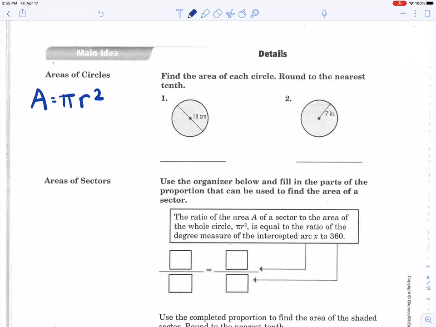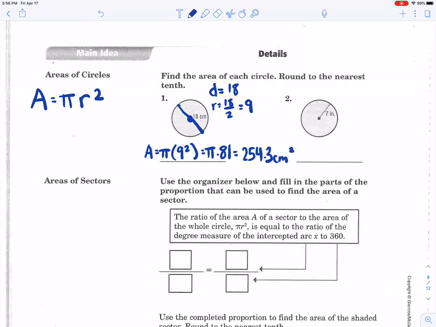It says find the area of each circle, round to the nearest tenth. So in number 1, they give us the distance all the way across the circle, or the diameter. If the diameter is 18, I know the radius is half of that, so it's going to be 9. I can plug it into my formula. Area equals pi times the radius squared. I'm going to end up with 81 pi, or pi times 81, which gives me 254.3 centimeters squared.